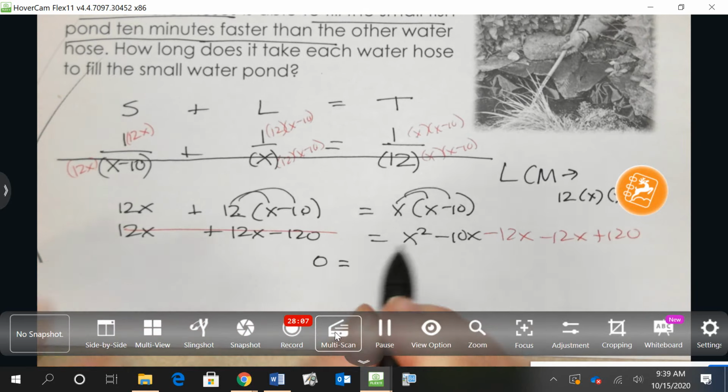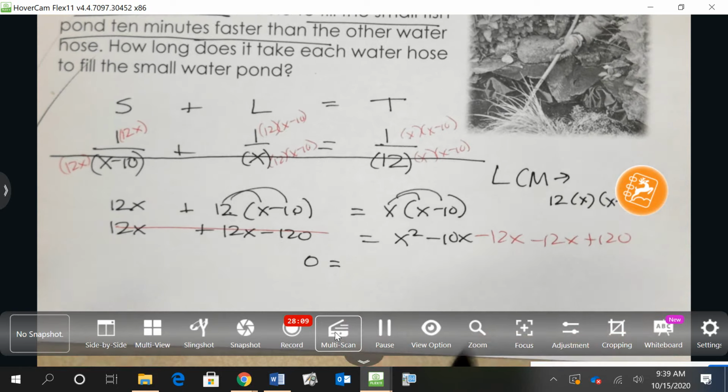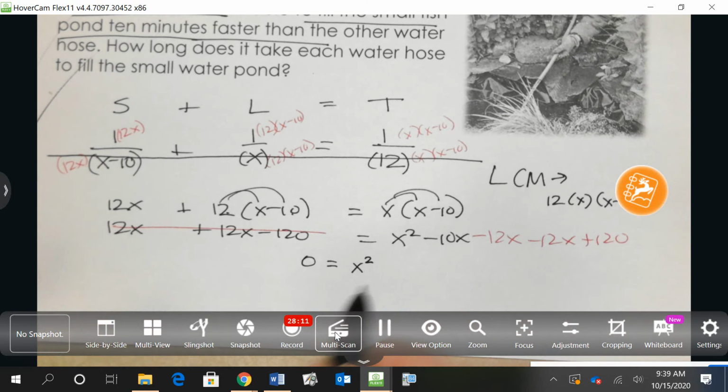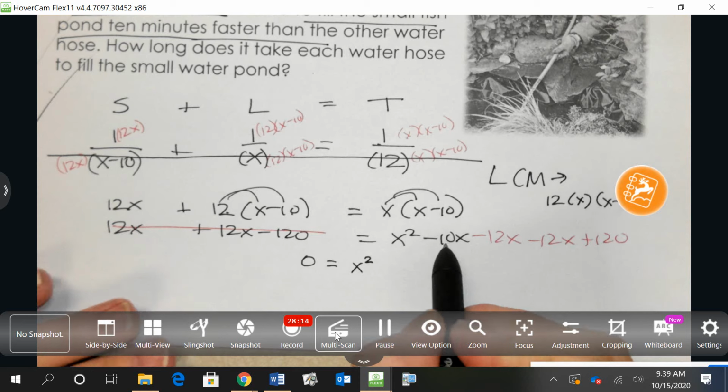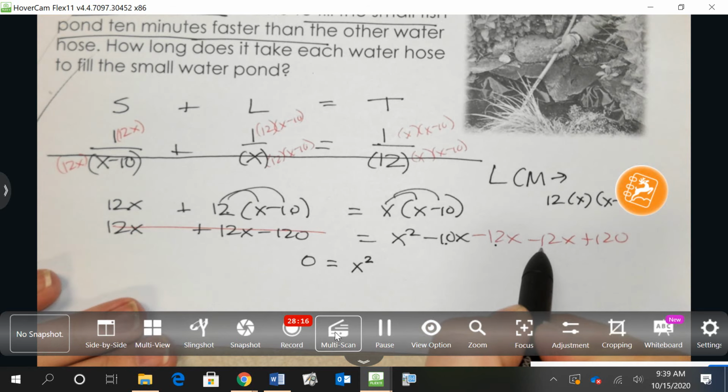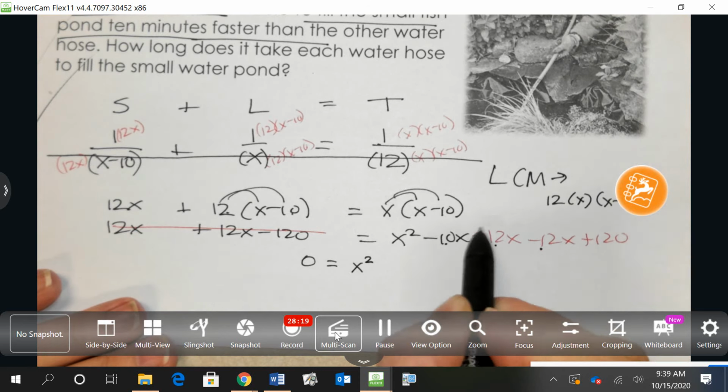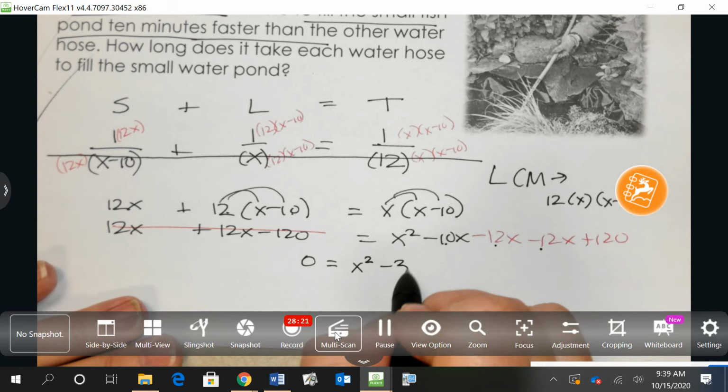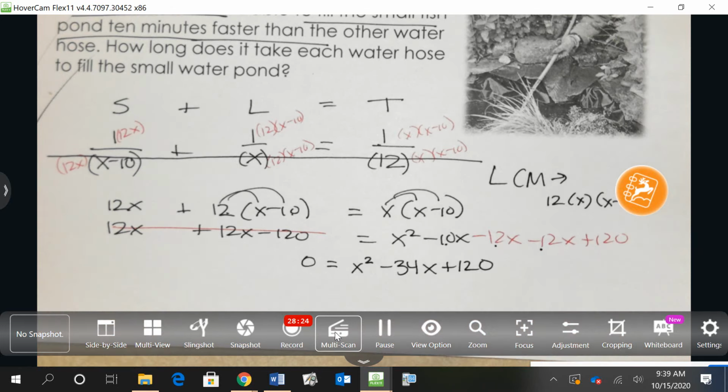So I have nothing left on the left-hand side. And on the right-hand side, I'm going to combine. There's only one x squared, negative 10, negative 12, and negative 12. Well, I know this is negative 24, and negative 34x plus 120. So when you get to this point, remember for quadratics, you can solve by factoring, but it doesn't always work. You can always solve using quadratic formula or using completing the square. I prefer to use factoring because when it does work, it saves me a lot of time.